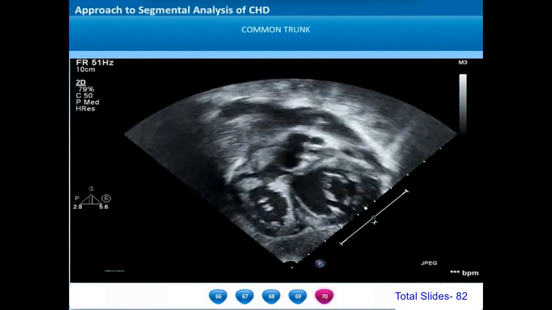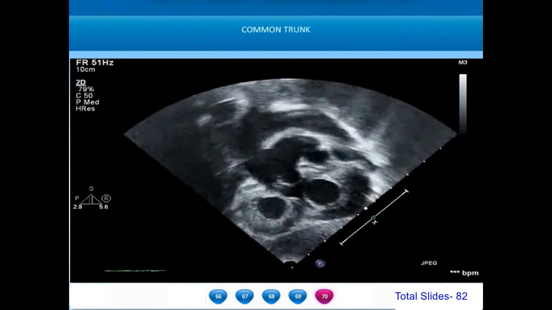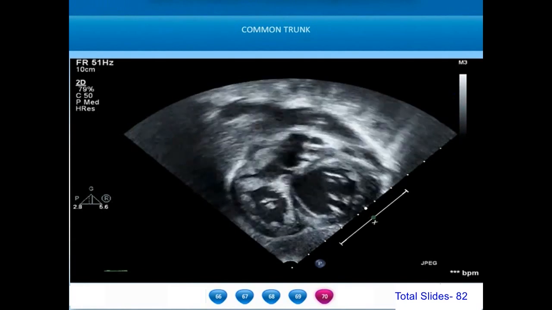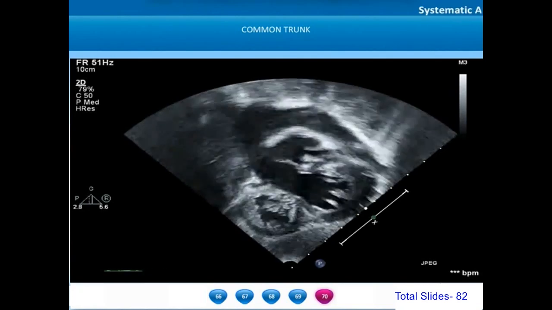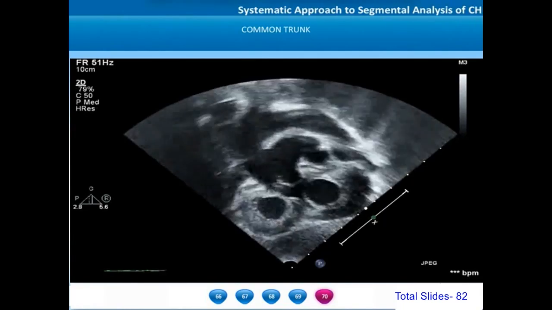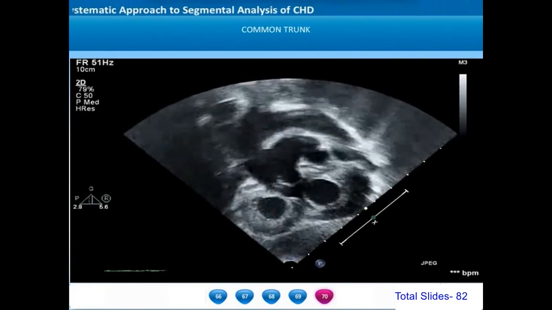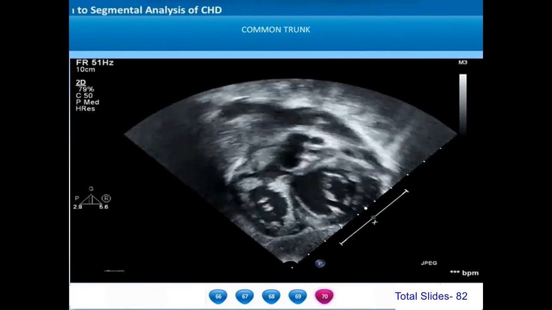Subxiphoid short axis view shows a single great artery arising from both the ventricles. The great artery divides immediately into an ascending aorta which ascends superiorly and a main pulmonary artery which courses posteriorly. So this is a truncus arteriosus type 1.